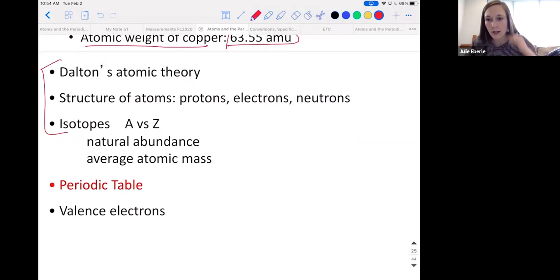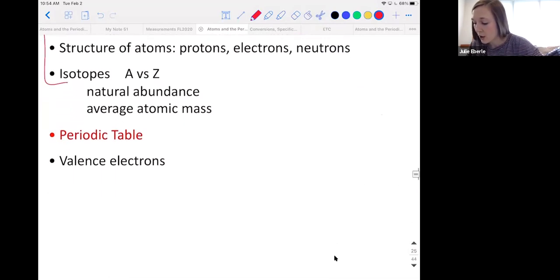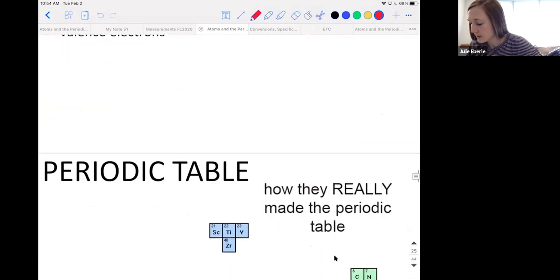Now, the last two topics for today: we're going to look a lot at how the periodic table is arranged, the many different ways that it's arranged, and the information that we can learn from that. And then we're going to spend the rest of the time talking about valence electrons. Hopefully for some of you, you've heard this term before. And if not, it's okay, but I hope it's somewhat of a good review.